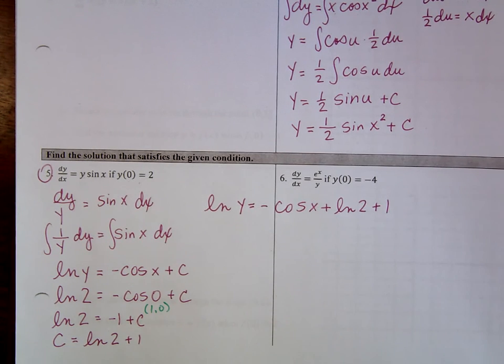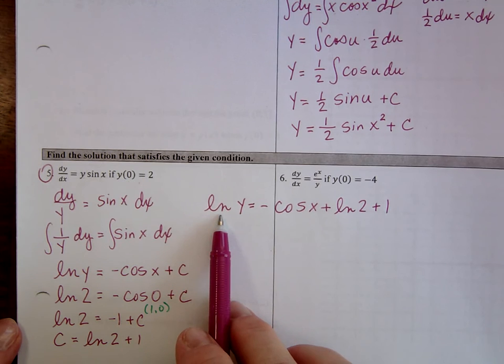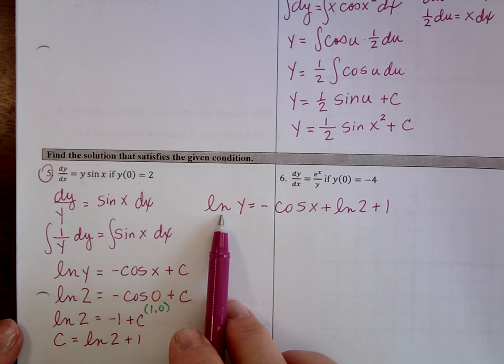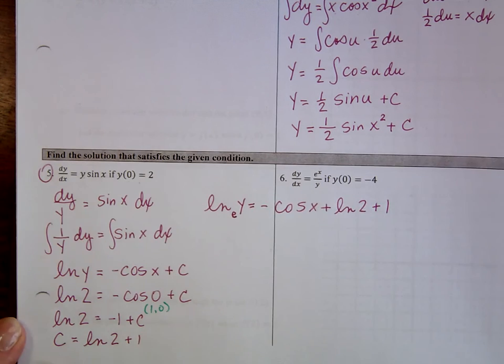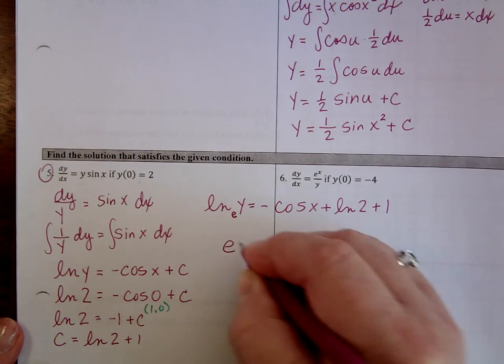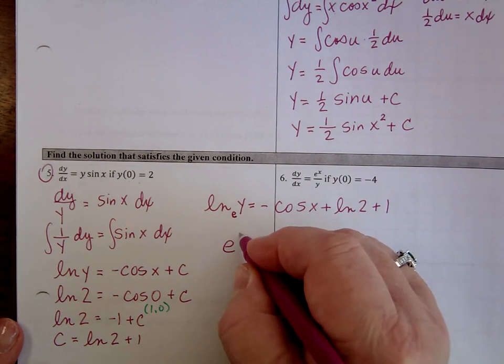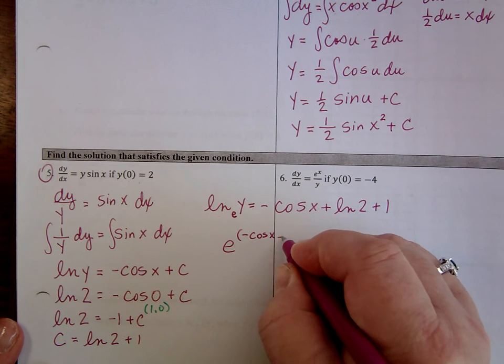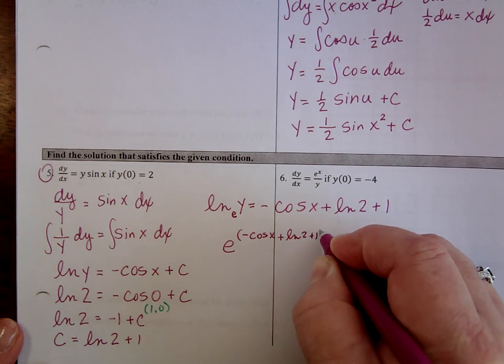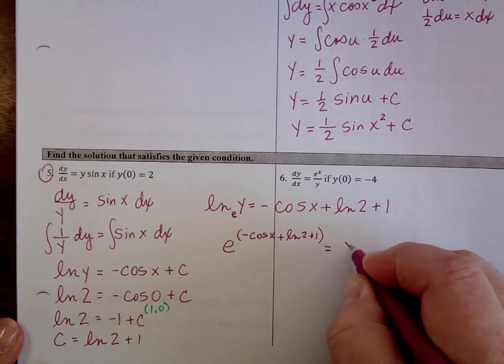And my job is to figure out what y equals, but y is tangled up with this natural log, and it doesn't want that there. You want just the y. So I've got to use my rules for logarithms and exponents. And remember, there's an invisible base of e down here, and I'm going to do my loop-de-loop and see if I can figure out what y is. So it's going to be e to the, guess what? This whole hot mess over here, that's your whole power. Negative cosine of x plus the ln of 2 plus 1 equals y.